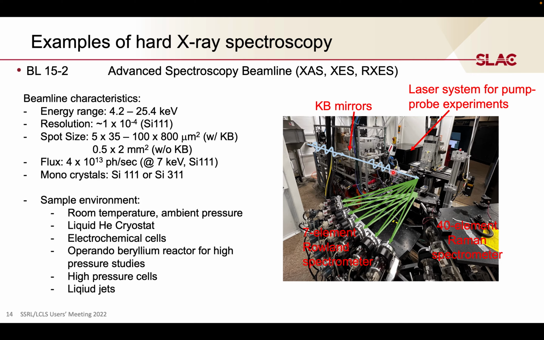Energy range is very similar to 9.3. What's very different is we can tune our beam size. We can go down to like 5 by 35 microns. We can open up to like 100 by 800 microns with the KBs. And if we take the KBs out, we get a beam size of around 0.5 times 2 millimeters squared, with a flux of like 4 times 10 to the 13 photons per second at the Rh K edge using the silicon 111. We can also use the silicon 311, which gives you a better resolution and around a factor of 7 fewer photons.